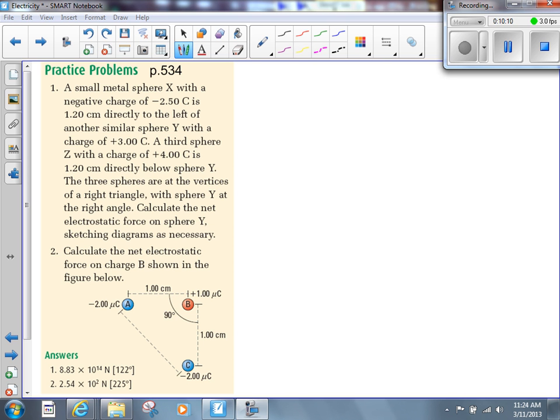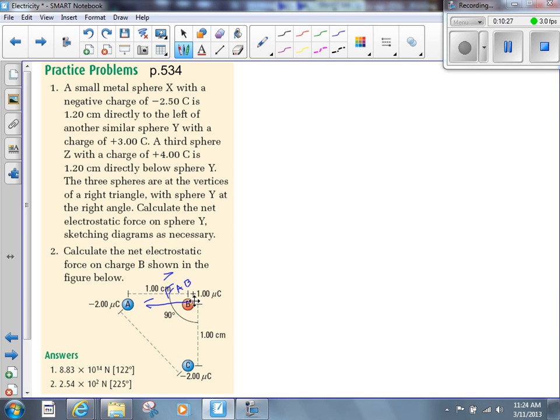Because opposites attract. If they attract each other, the force of A on B is going to be to the left. B is attracted towards A. Now, A is also attracted towards B, but we don't really care about that because we're not trying to find the force on A.